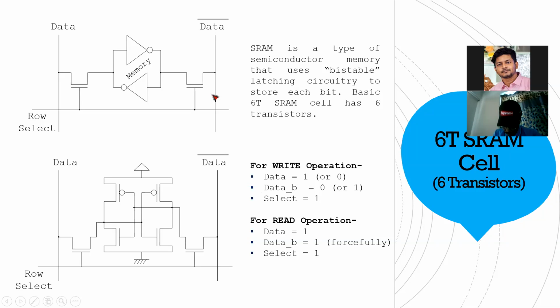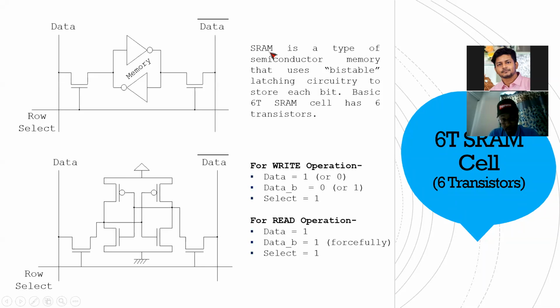So see this one. This is the basic construction of SRAM cell. Here you have a transistor, another transistor. Here you have a NOT gate. A NOT gate has 2 transistors inside. So this is one transistor, this is another transistor. So 2, 4, 6. That's why this is called a 6 transistor SRAM cell.